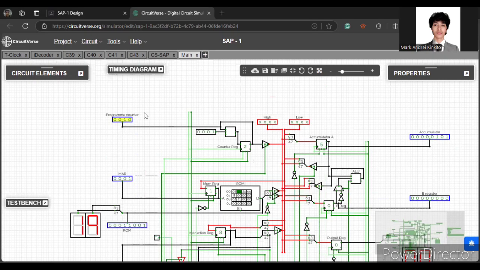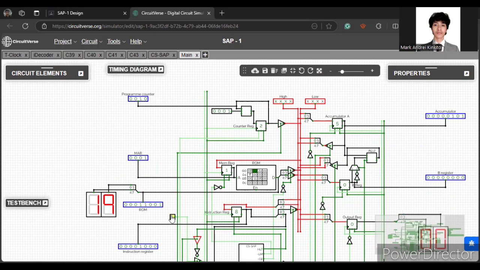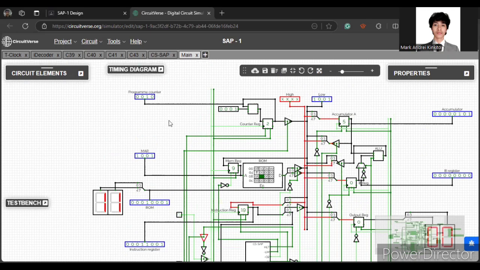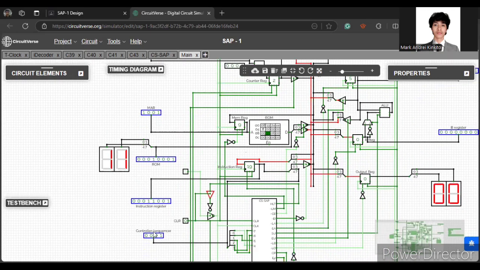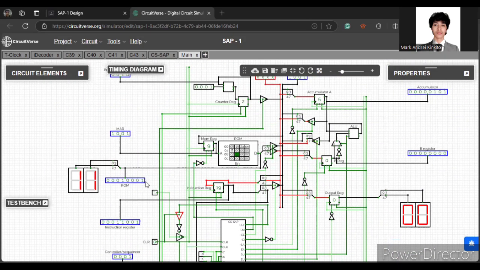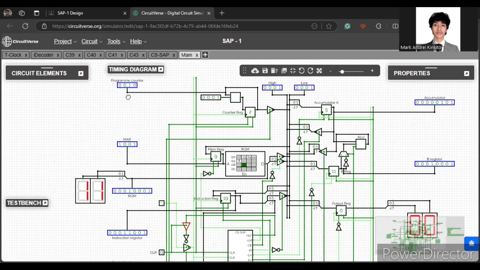The program counter incremented again, which MAR will take. There you go. See? So now we are at 0001, which is add. So let's send 11 to the B register. So the value 11 is now in the B register.